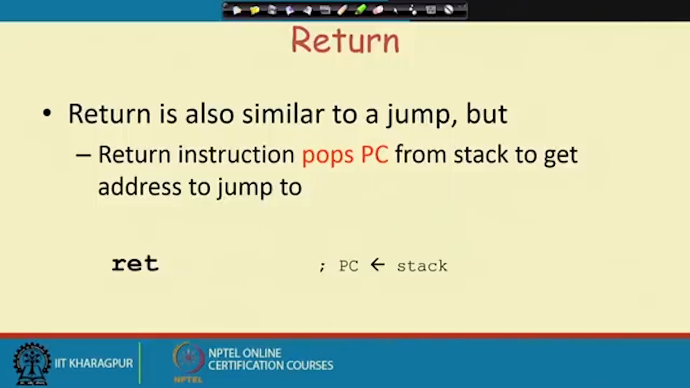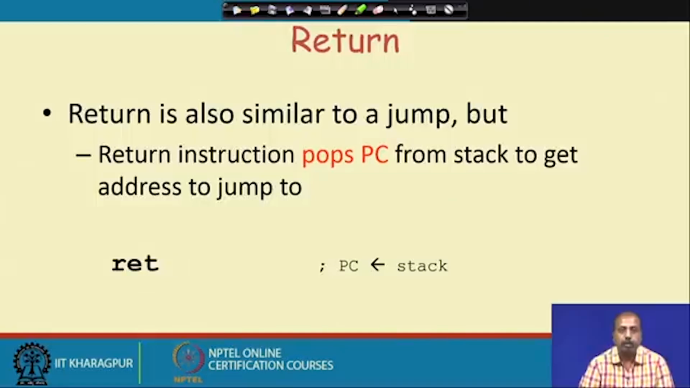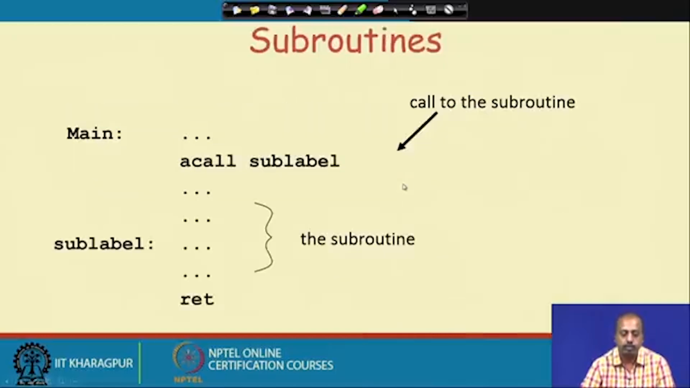Then the return instruction. It is similar to a jump instruction, but it will pop the content of the program counter from the stack, and then the program counter will be loaded with that value. So, ret is loading the stack top: it is getting the content from the stack top and putting it into the program counter, so that the program counter gets back the point to which it should return, and execution continues that way.